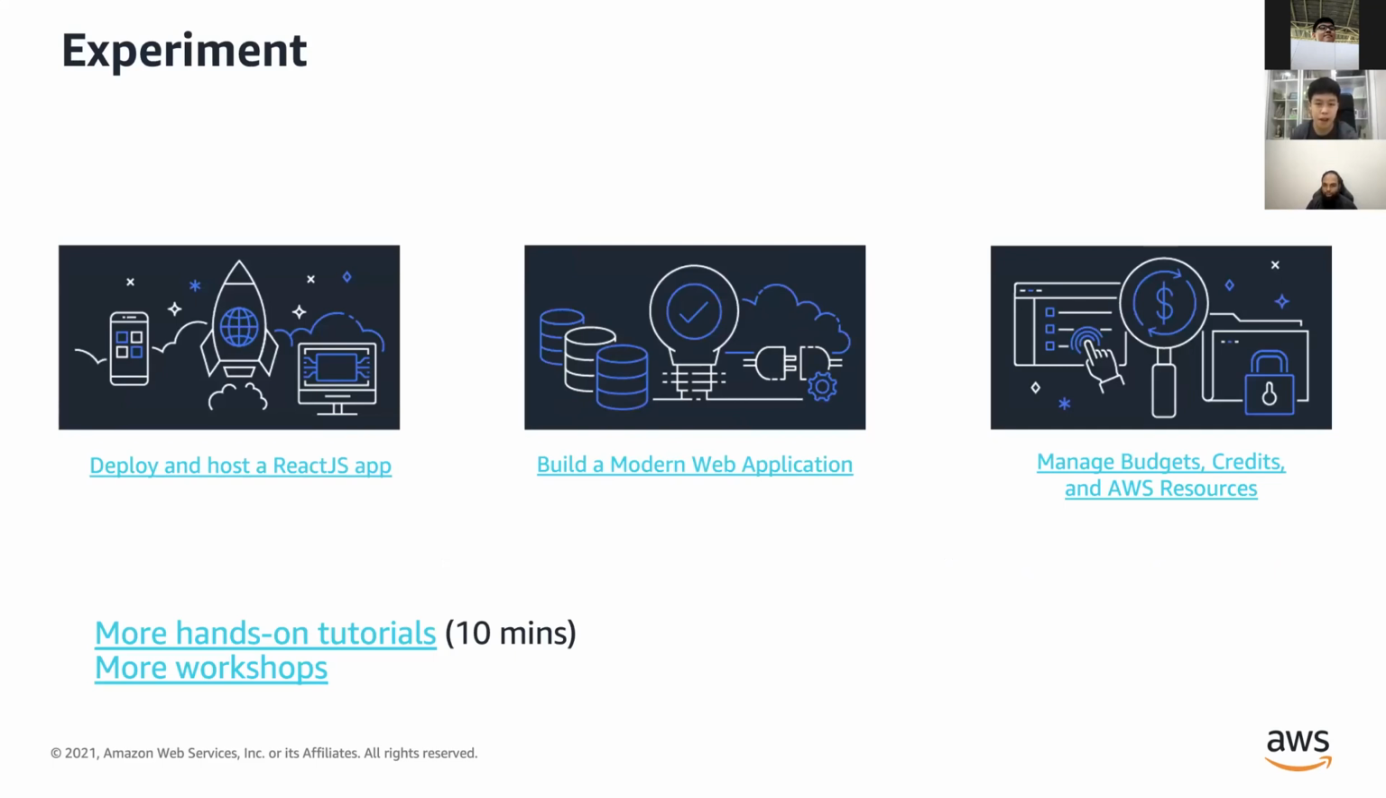So how to deploy, let's say, a React app, or you want to build a modern web application, and then maybe you're already hosting something, you want to manage budgets, you want to get credits. You'll notice that there's a lot of credits being thrown around nowadays, right? So you want to try to manage all of that together so you can maybe bankroll your application for free as much as possible.